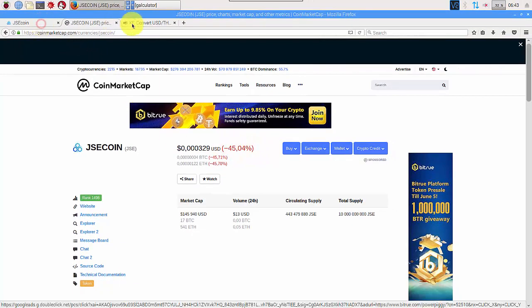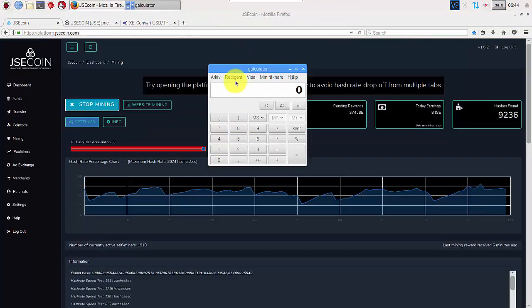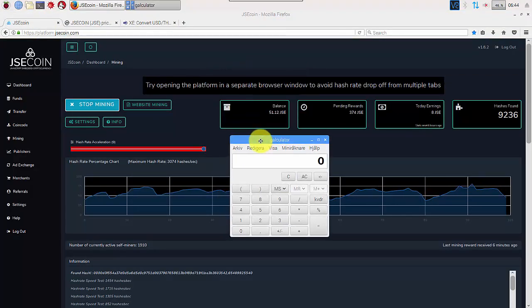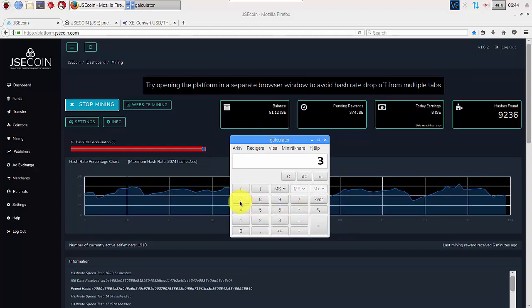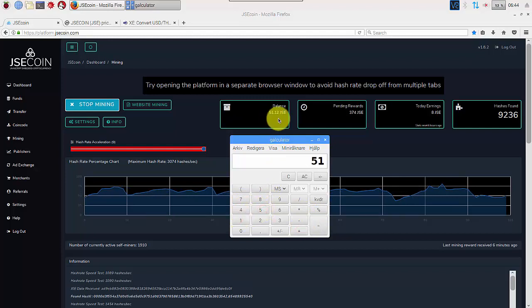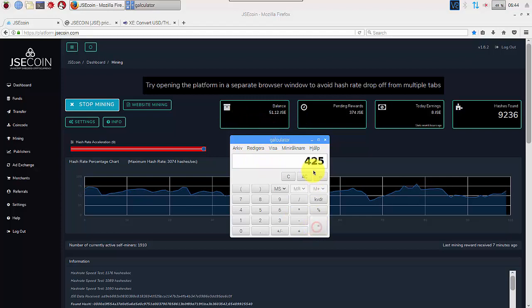So we can see here I have the 374 pending, 374 plus the 51. The 0.12 that I got when I signed up for this one, I'm not going to include. So I have mined 425 coins for 1 week.